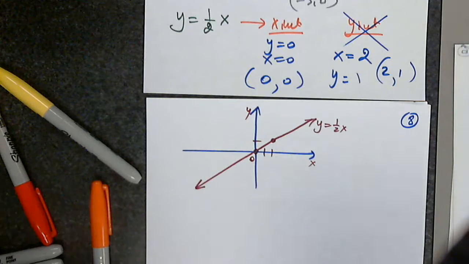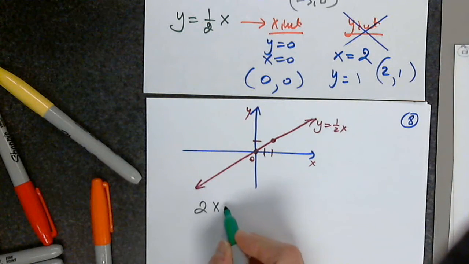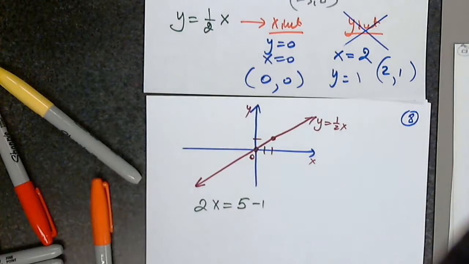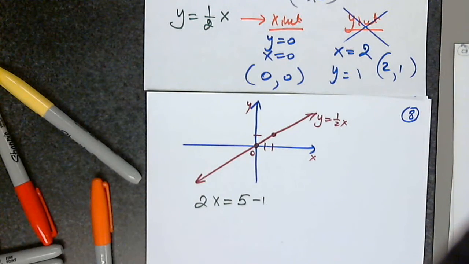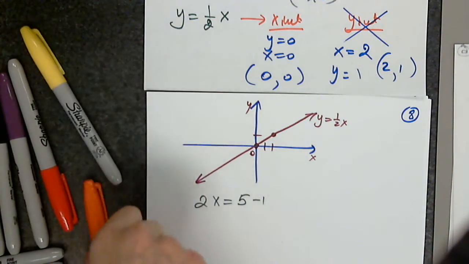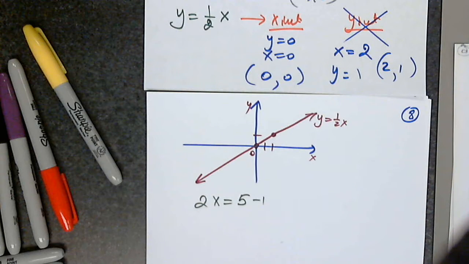Okay, 2 more. I would like to graph 2x equals 5 minus 1. How do I graph this? What is it? What do I have to do first? And what are the 2 key action words that we learned in this class? Factor and simplify. Awesome. Close to it. Very good.